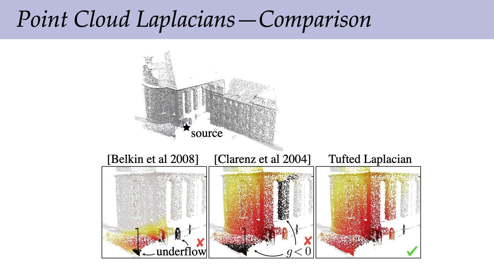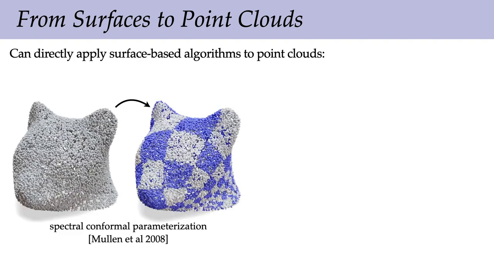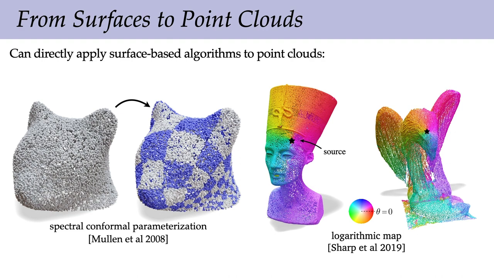In experiments, these benefits really do bear out, in that compared to other point cloud Laplacians, the tufted Laplacian has all of the expected numerical properties, such as always yielding a positive Green's function and avoiding numerical underflow. And in fact, because it has so many similar properties to our mesh Laplacian, it makes it really easy to port algorithms from meshes to point clouds. In particular, here are two examples where we solve parameterization problems based on the Laplacian by just taking the mesh algorithm and running it on a point cloud using this tufted intrinsic Delaunay Laplacian.